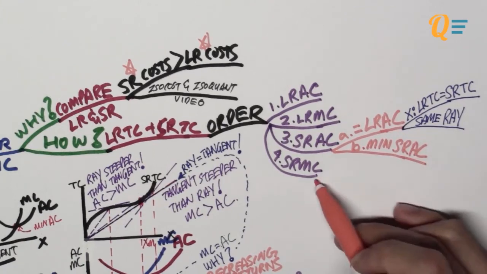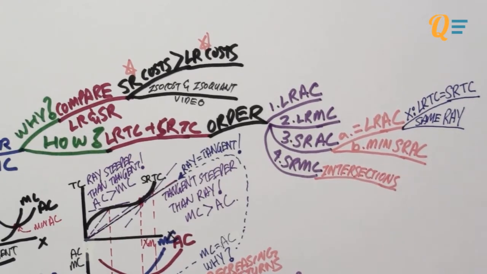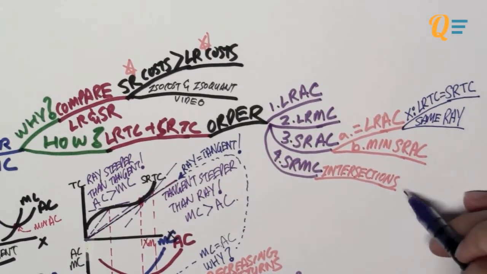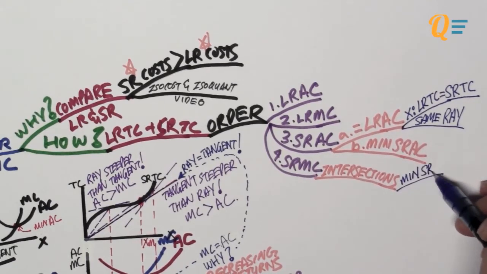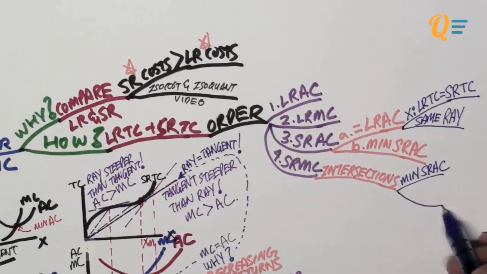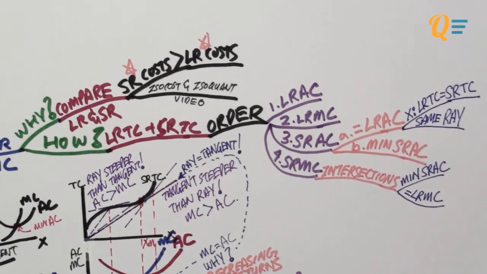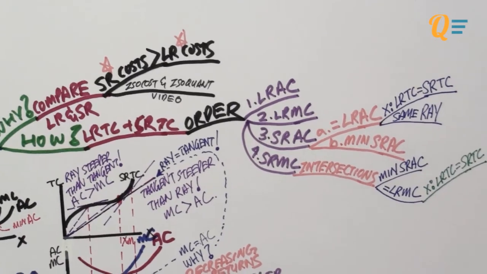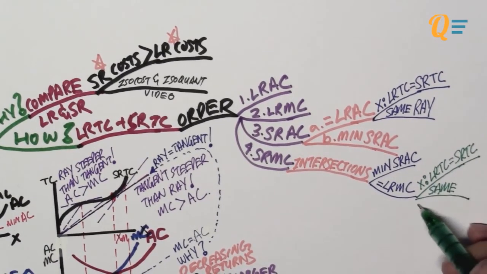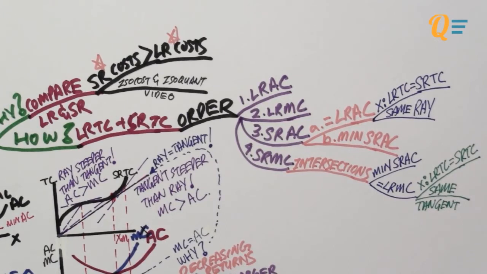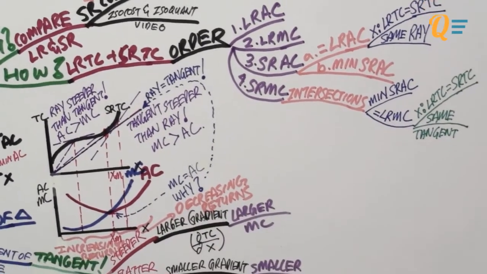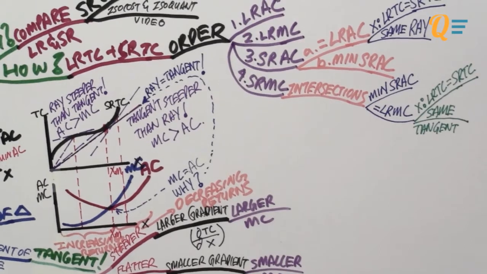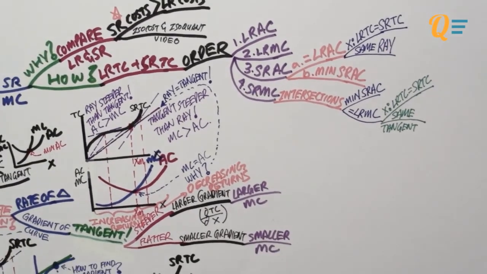So let's talk about the SRMC. What you should be concerned about is intersections. Now, it's going to be intersecting at 2 points. First, the minimum SRAC, well that's obvious, you have just derived this just now. And there is also a point where it intersects the LRMC. Well, the reason for this is actually pretty simple, because there will be a level of X where the long run total cost will be equal to the short run total cost. And that is because they share the same tangent. Okay, so that is why you're going to have an intersection between the LRMC and the SRMC.